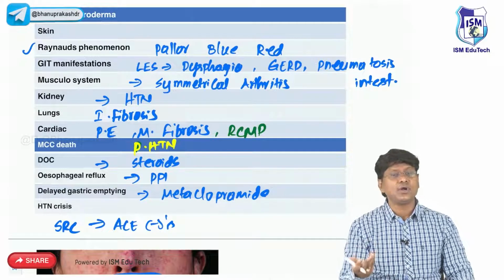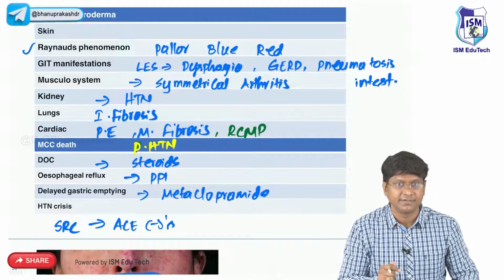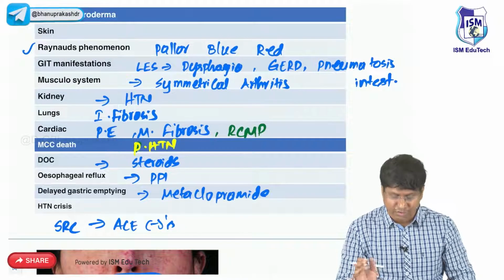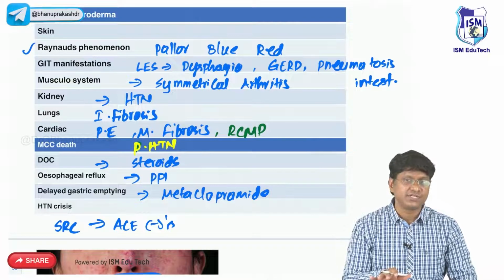The other alternative drugs will be your calcium channel blocker, that is nicardipine, and so on, which can be given. Previously we were giving nitroprusside, but these days sodium nitroprusside is not being used because of the cyanide toxicity and all. So this is about the manifestations in scleroderma.